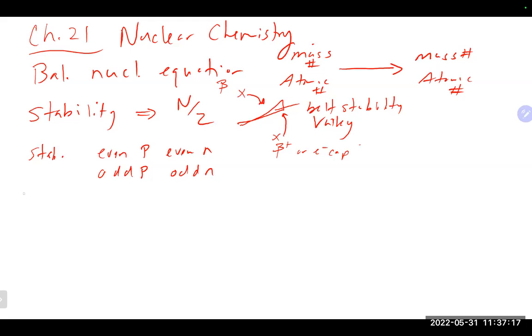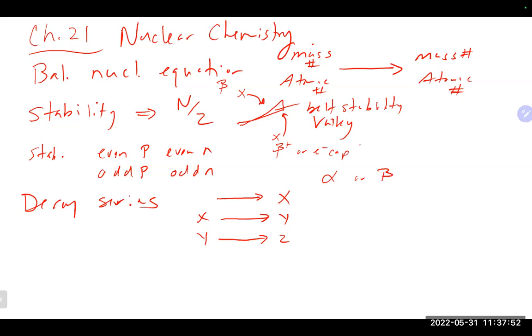We also talked about a decay series, which is a series of decay events that occur until something relatively stable develops. You could do that by simply writing each equation, and whatever you make in the first equation is the next thing that goes through the decay process, using the same nuclear equation balancing. If it involves just alpha or beta decay and you're only interested in what you get at the end, you could do a more mathematical approach.